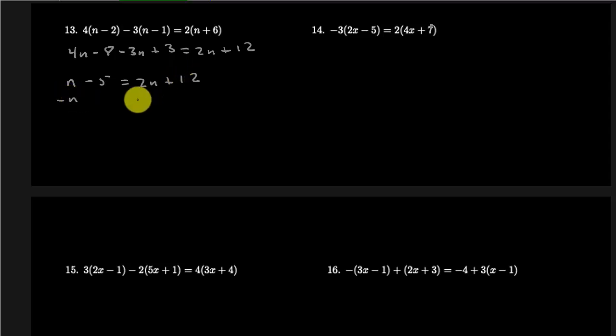And so I'm going to subtract n to both sides, and I'm going to subtract 12 to both sides. And so the n's cancel, the 12's cancel. I'm left with negative 17 equals n.